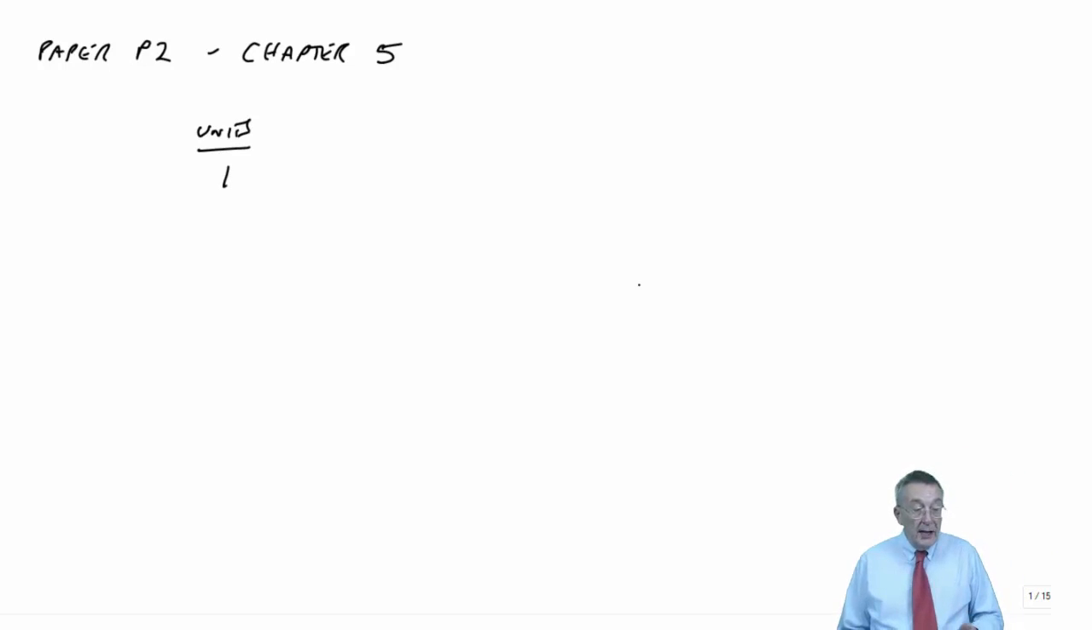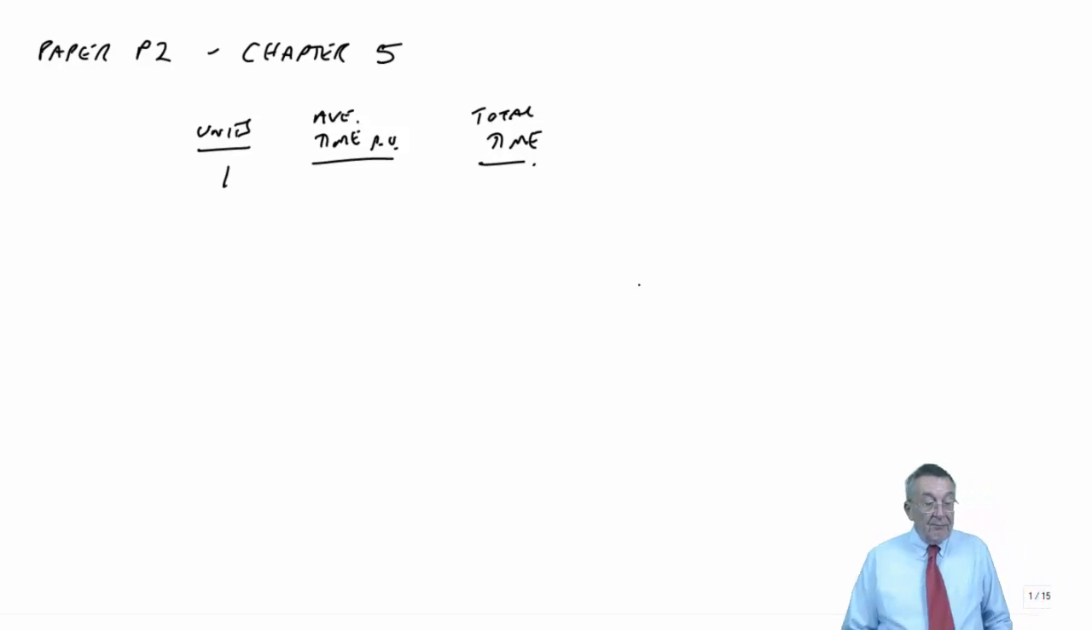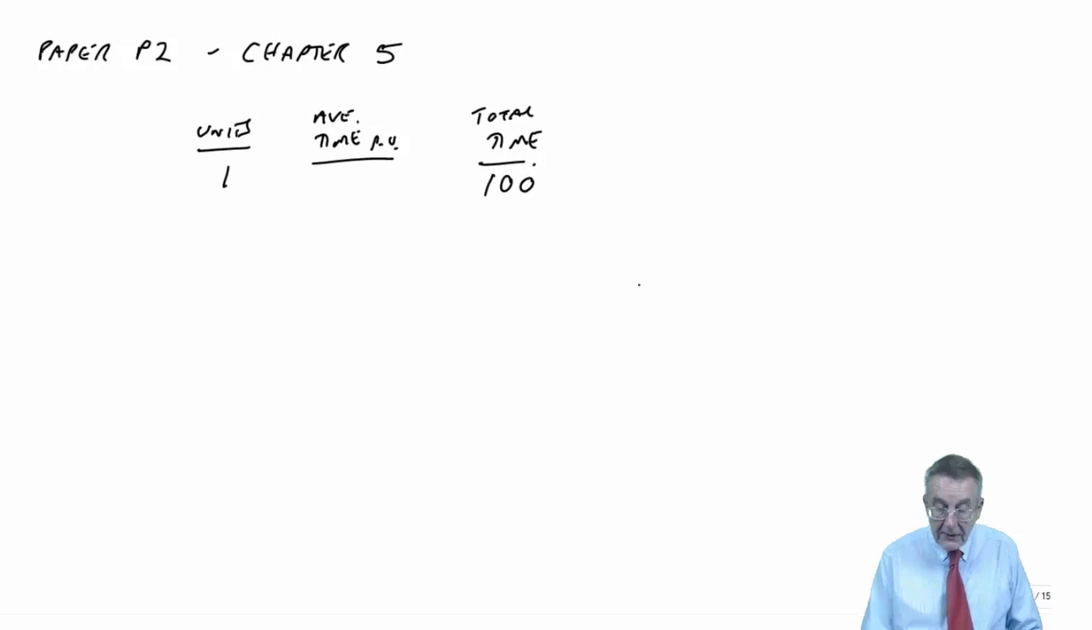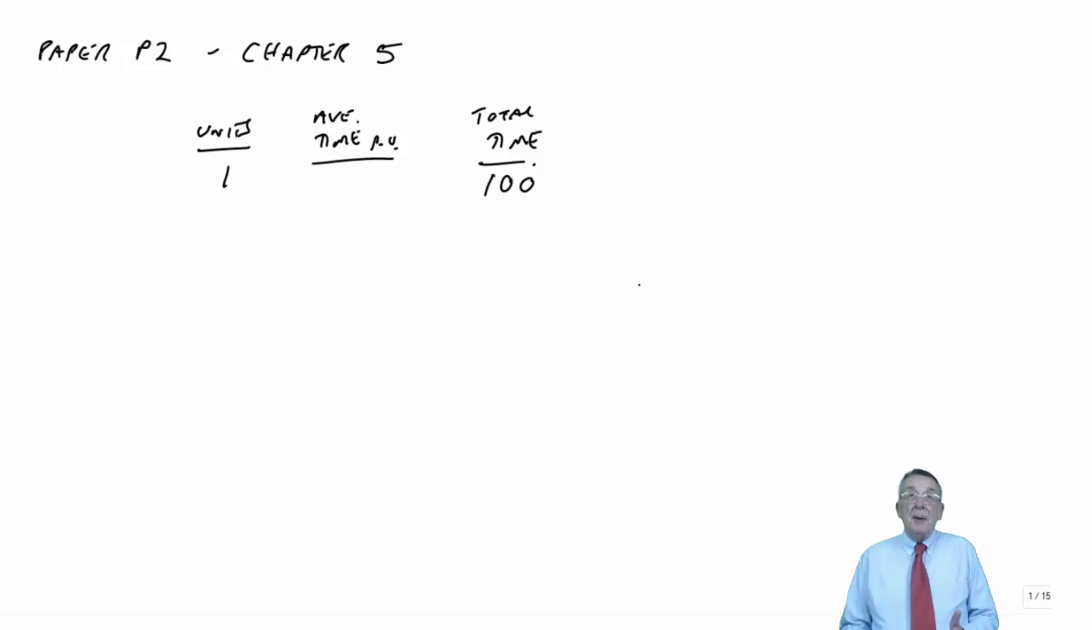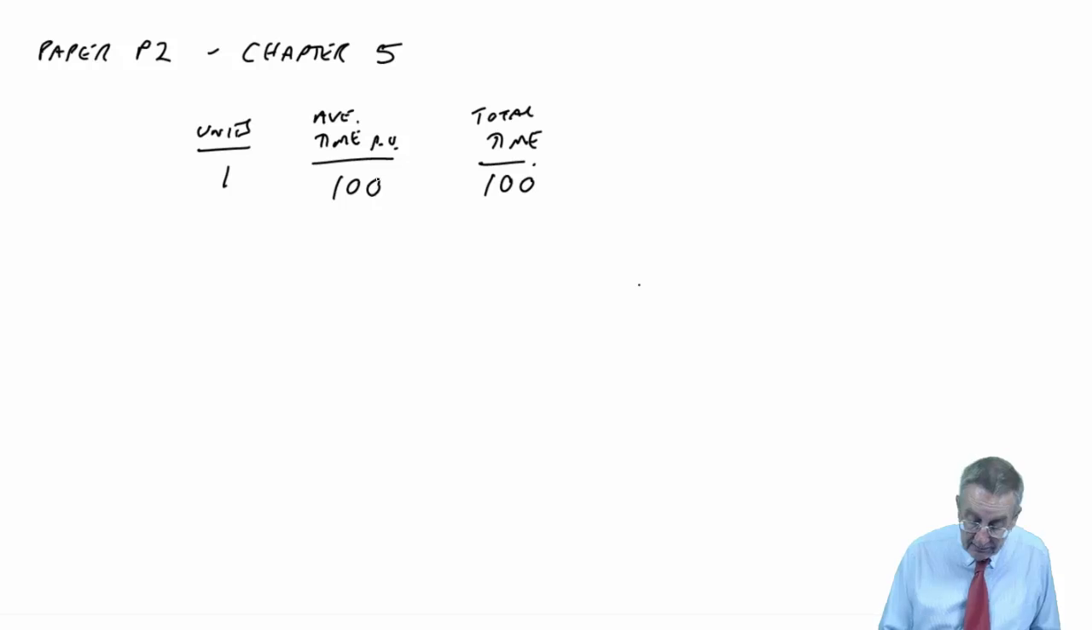So far we've made 1 unit. Jumping a column, I'll head up the columns the same there. It's got average time per unit and total time. That first unit, it told us, took us 100 hours. So that may seem a bit silly here. If 1 unit takes me 100, the average time per unit for that one unit is obviously 100.